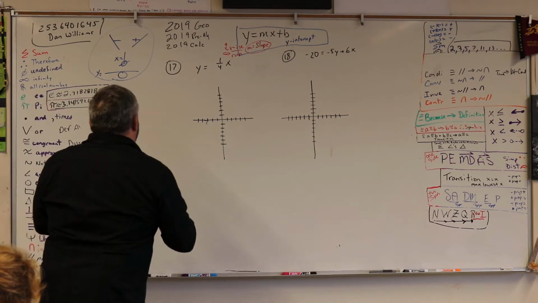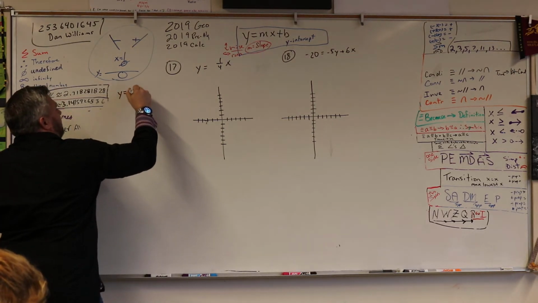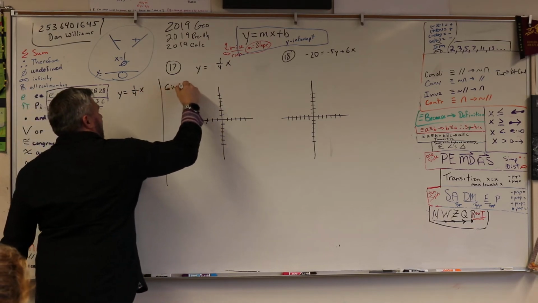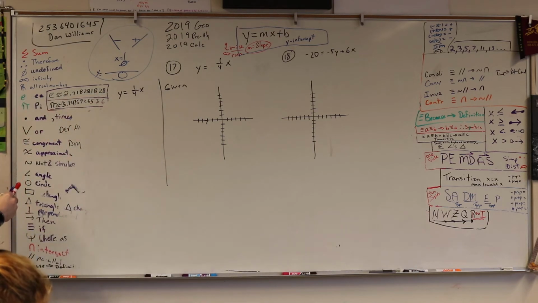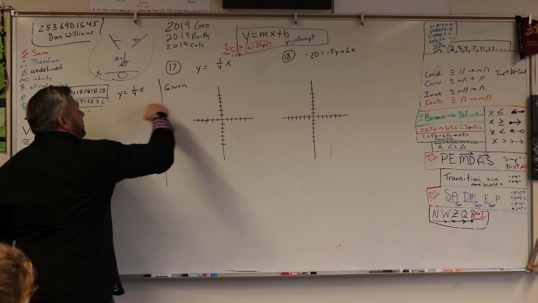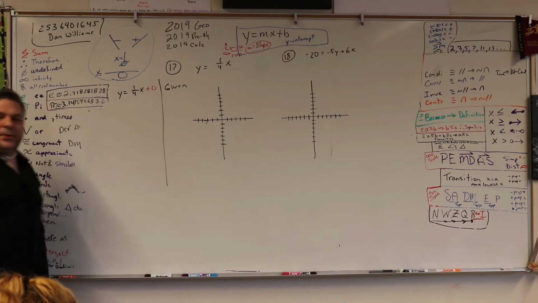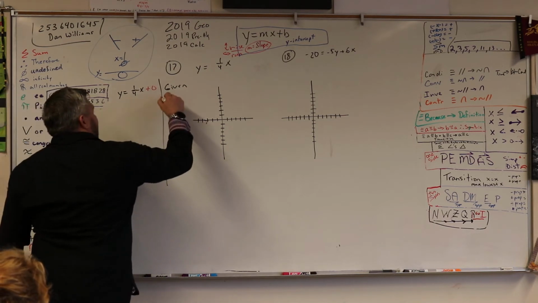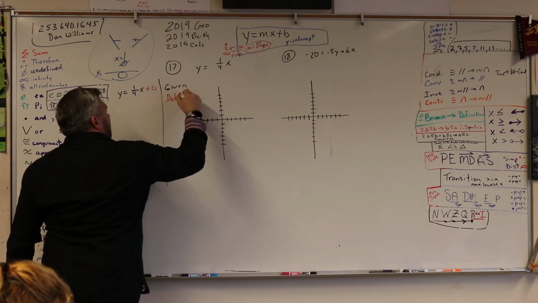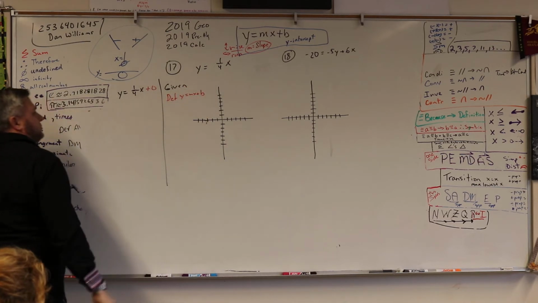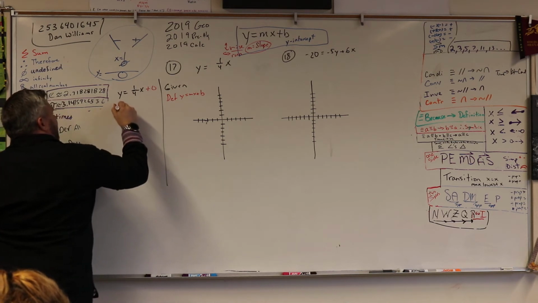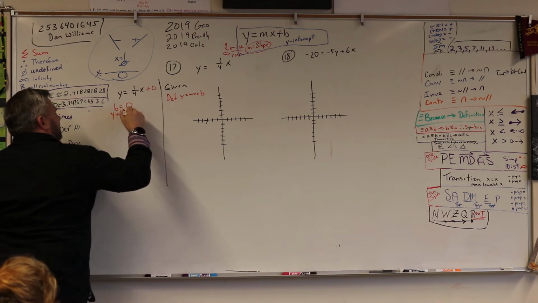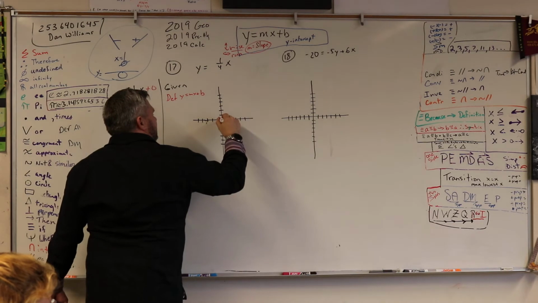Number 17 is given y equals 1/4 x, and that's given. Right? Now, because it's in the y equals mx plus b form, it's pretty simple. I already know that it's plus 0. Definition of y equals mx plus b. That means that b is equal to 0, or in other words, the y-intercept. Okay? That means it crosses right here at 0.